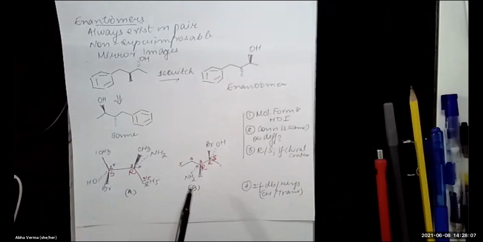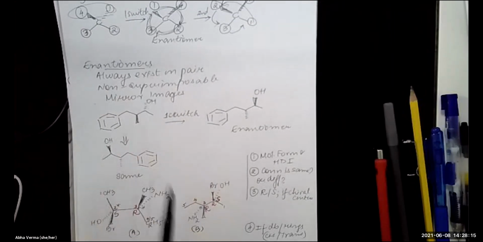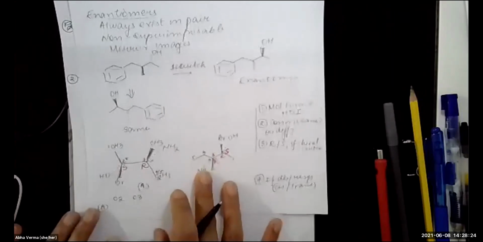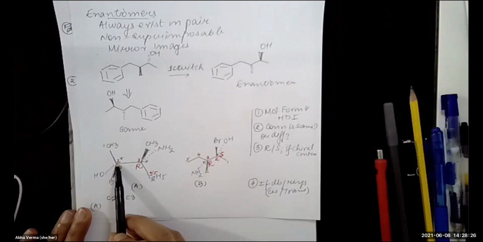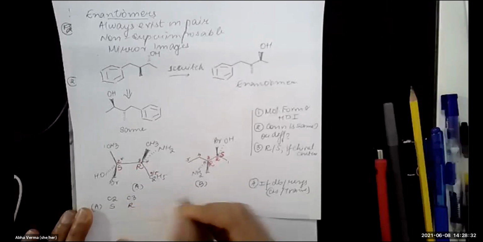So what is the relationship between these two? Remember, enantiomers always exist in pairs. So what you have to do is compare at C2 and C3. In A, what is the configuration? At C2 in A is S, at C3 in A is R.